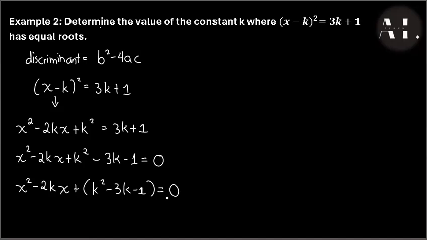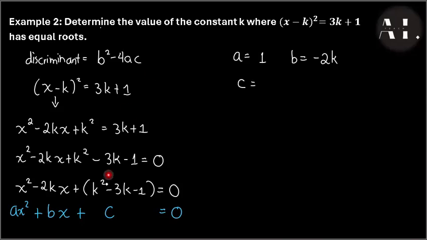This equation is now in the form ax squared plus bx plus c is equal to 0, where the value of a is positive 1, the value of b is negative 2k, and the value of c is k squared minus 3k minus 1.